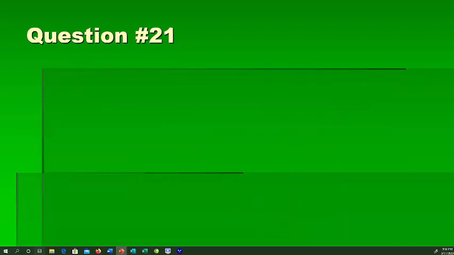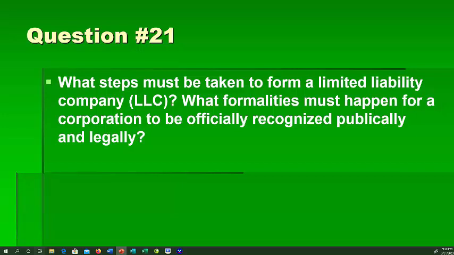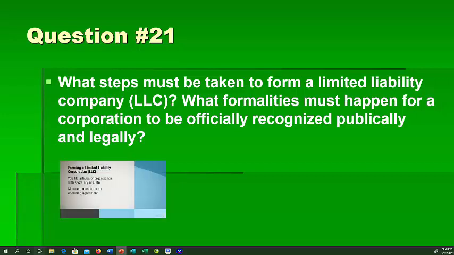All right, question 21. What steps must be taken to form a limited liability company, or an LLC? And what formalities must happen for it to be officially recognized publicly and legally? So, similar, you're going to file articles of organization with the Secretary of State. That is the basic paperwork that brings the LLC into being. And there are filing fees that are going to go along with that.